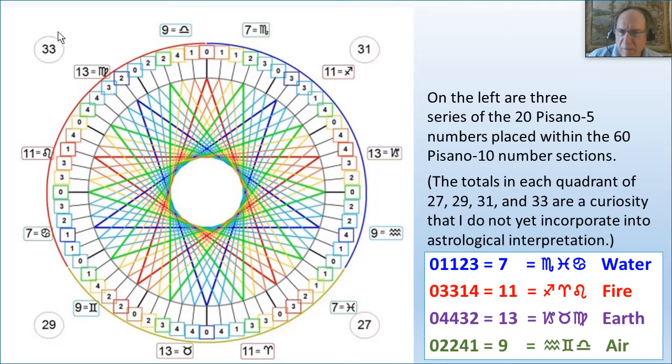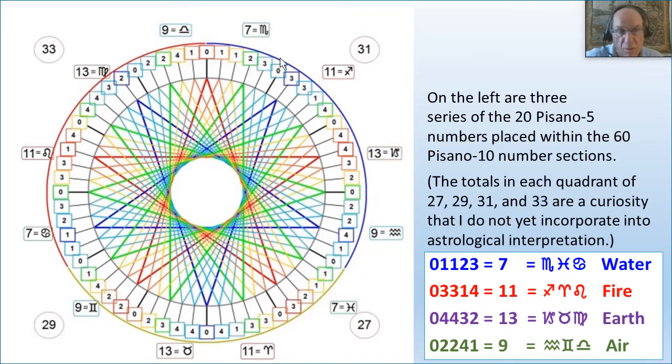And by the way, I put in a circle here that this quadrant of Scorpio, Sag, Capricorn adds up to 31. That was just an observation. I don't know what to do with that with the interpretation. Just a curious thing that we end up with a 27, 29, 31, 33. Don't pay any attention to it. I don't know what it means.